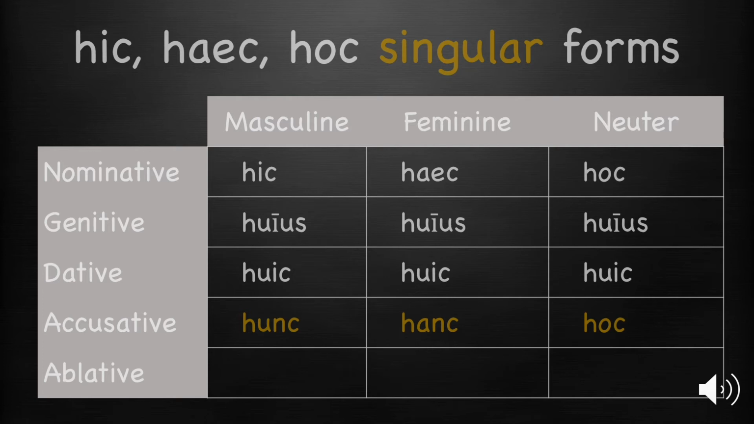I want you to notice something about the accusative neuter form. It matches the nominative neuter form, and this is because the neuter rule requires the nominative and accusative to match. Our ablative forms are hoc, hac, hoc, and they have the long vowel in the middle that we've come to associate with the ablative singular forms.